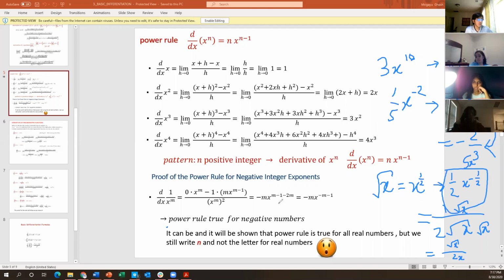Okay? Does the power rule make sense to everyone? And how you can use negative numbers, irrational numbers, everything. Okay. Good. I'm going to clear this right now and move on.